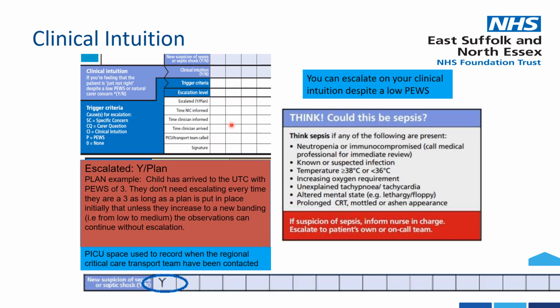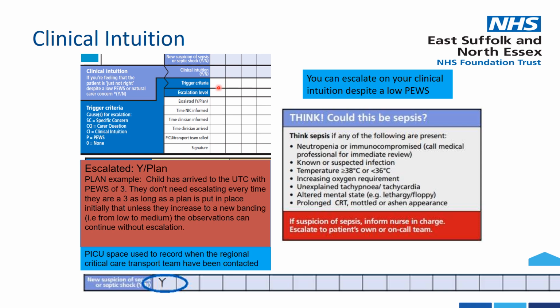So just moving on to the other questions that are on the chart, so this is down the bottom of the chart once you've calculated your PEWS score. So you've got the clinical intuition question. So this is really just asking you, are you concerned? Have you got that gut feeling that the child is just not right despite a low PEWS score? And so then you can put yes in that, and you can use that as an escalation tool to escalate, whether it be to the ACP or to into Colchester, that you have that clinical intuition.